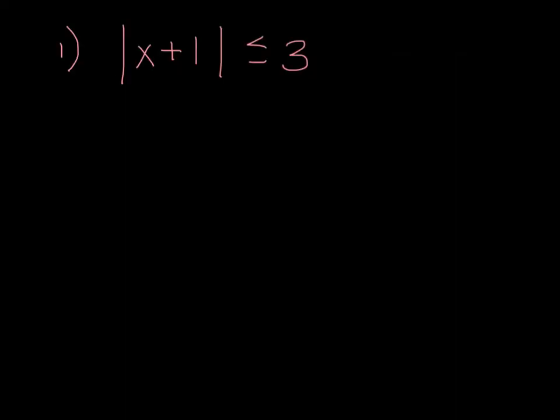Now let's look at a problem. Here I've got the absolute value of x plus 1 is less than 3. Since the absolute value is less than, that makes that problem automatically an AND inequality, meaning when I graph it, I'm only going to take where the graphs overlap.